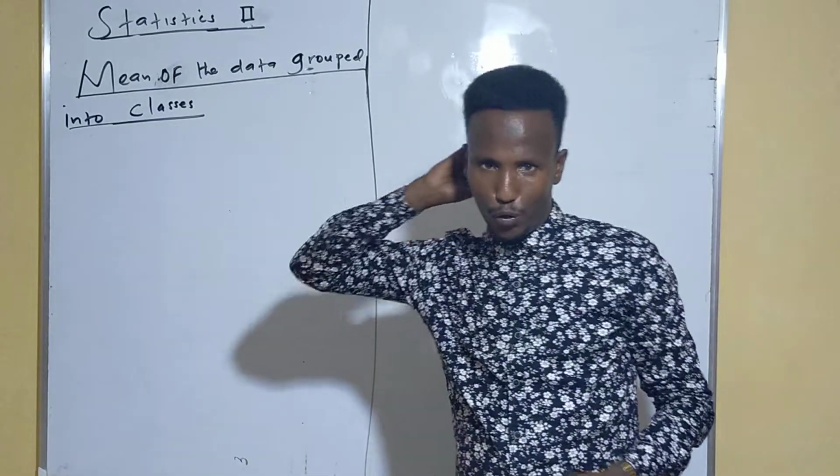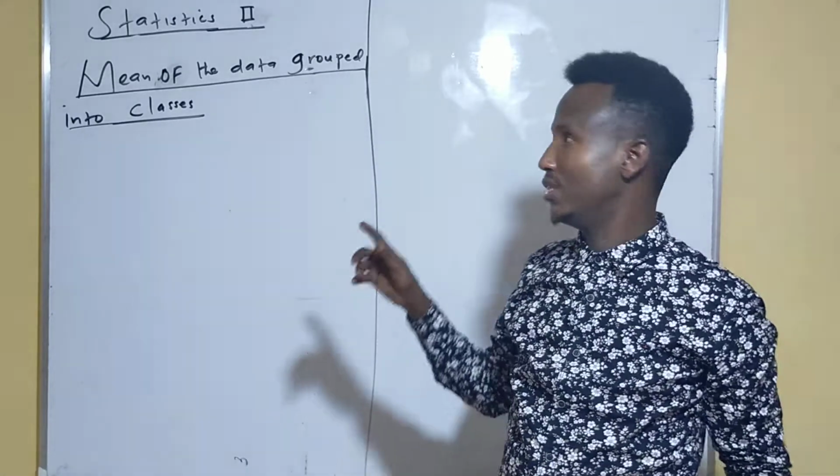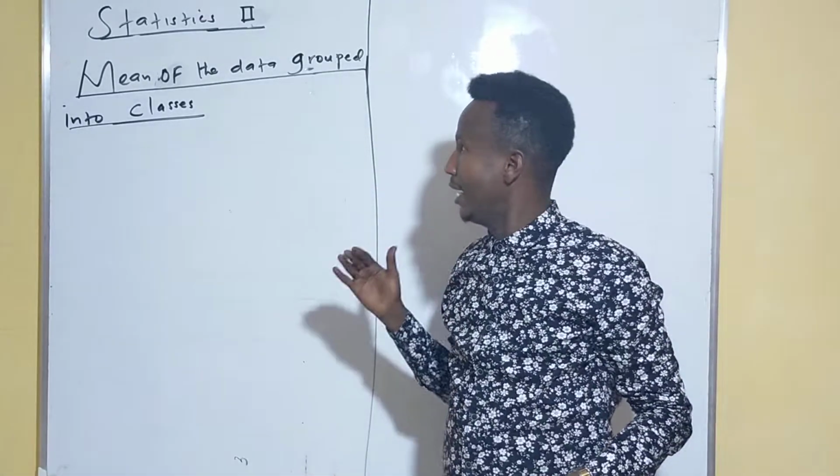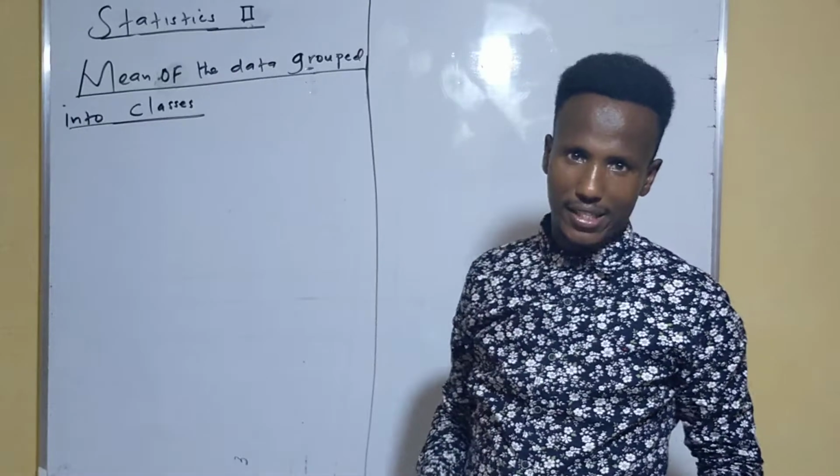This is Abdi Muhammad Noor, who will be taking mathematics Form 4 for you today. Our class of discussion will be Statistics 2, which is the one for Form 4. And under that, we are going to learn what we normally call the mean of data grouped into classes.